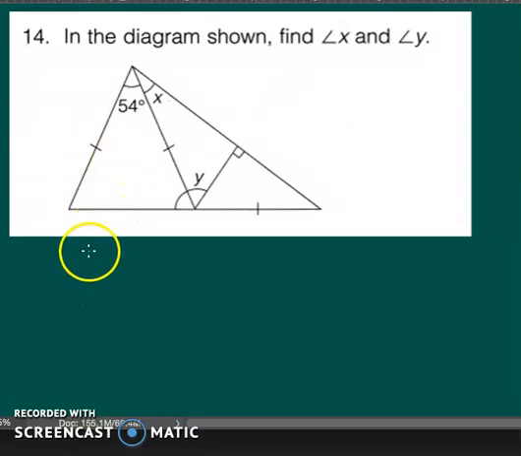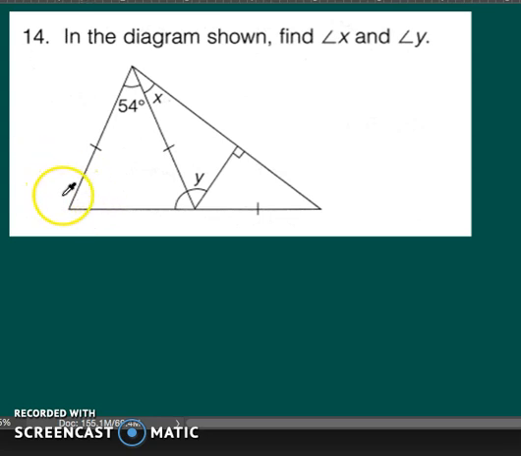Hi everyone. So what rules do we need to use in order to find the values of angle x and angle y? So let's start with something that we know. We know that this angle here is worth 54 degrees, and you'll notice that it's an isosceles triangle, so two of the sides are the same. And we know that when we have one of those, then the angles opposite those sides are going to be the same as each other.